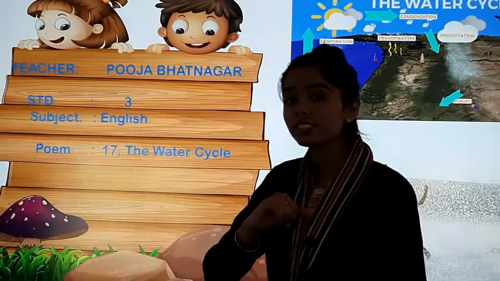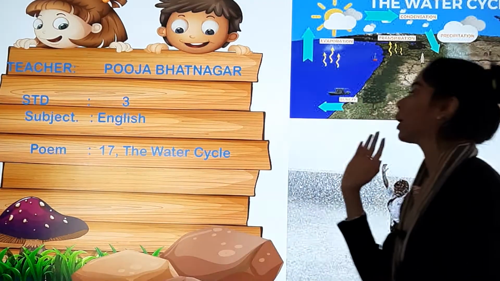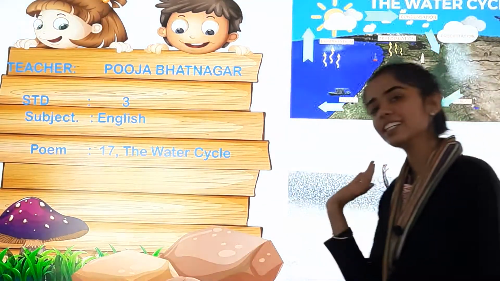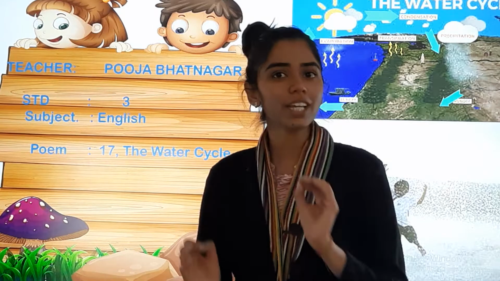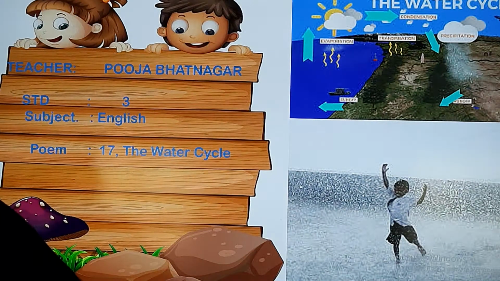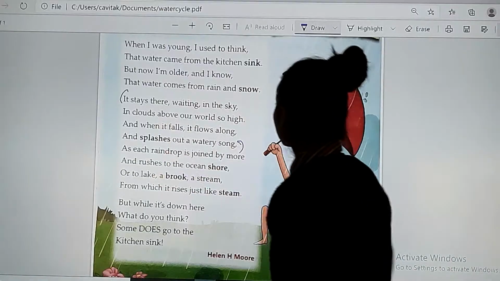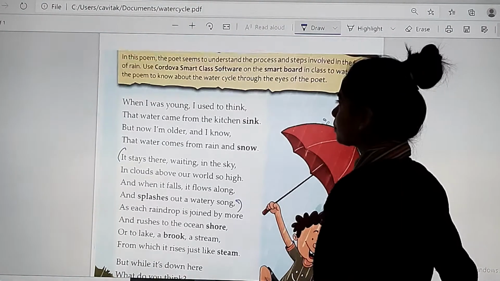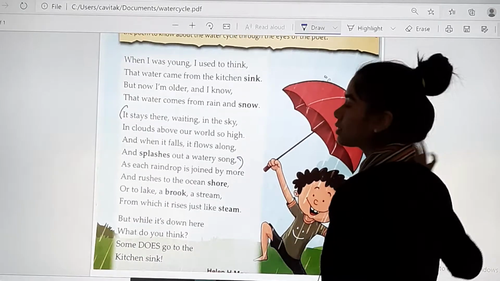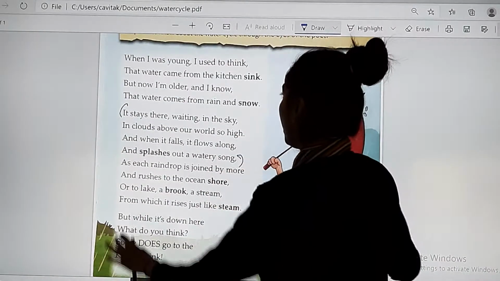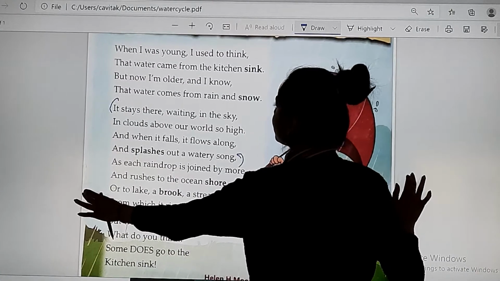And which poem did we start? We started poem number 17, The Water Cycle. So in the previous class, we did the recitation part. We practiced how to recite it. And today we will understand the meaning of the poem. So let us begin. So this is your poem, poem number 17, The Water Cycle. And now line by line we will understand the meaning of it.